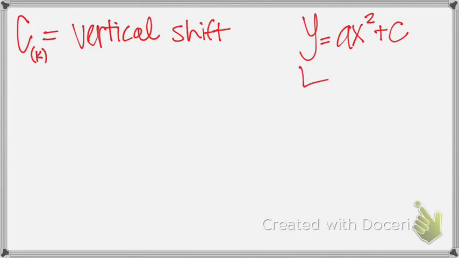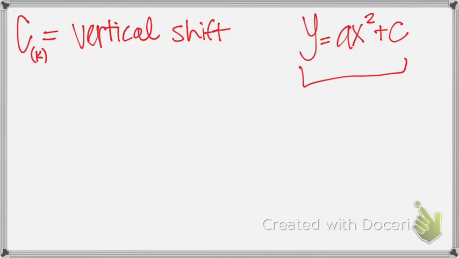All right. Look right here. C is on the what? It's on the end all by itself. Nothing's attached to it. It's just a C, just a K, just an L, whatever letter you want to use. It means a vertical shift. What does the word vertical mean? It goes where? Up or down.